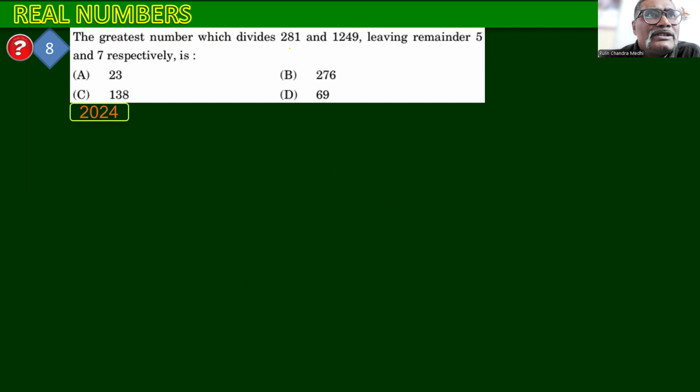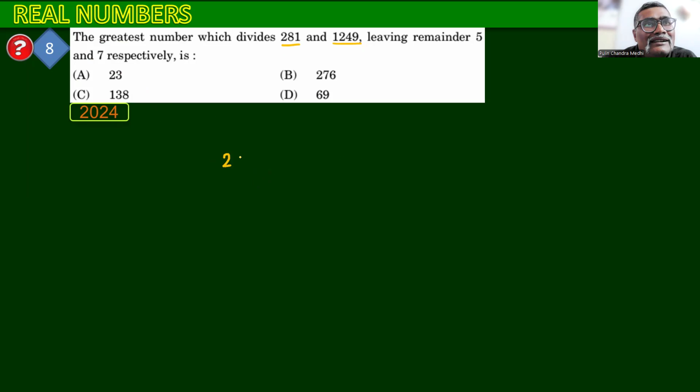The greatest number which divides 281 and 1249, leaving remainder 5 and 7 respectively. That's a good question again. You have to find the biggest number of its kind which will divide these two numbers, the first number leaving remainder 5, the second number leaving remainder 7. So the idea is, if you remove the remainder, the left out part will be divisible exactly. So let us do that.